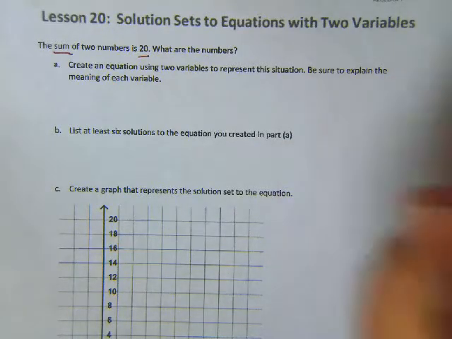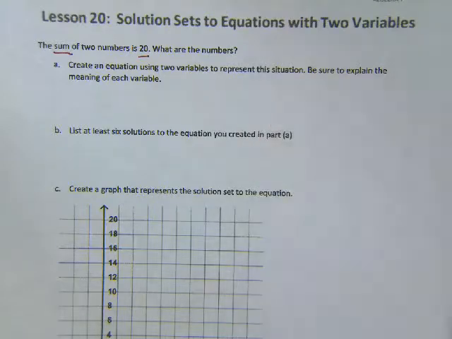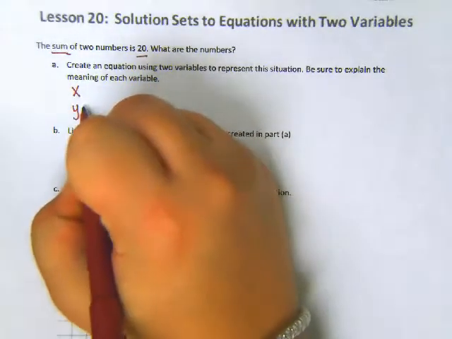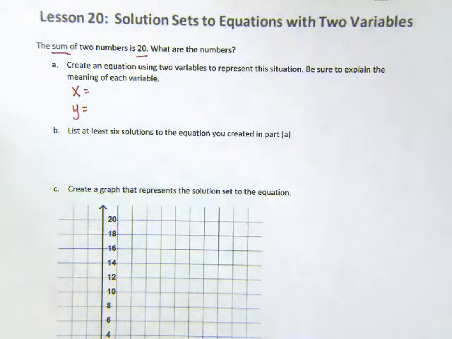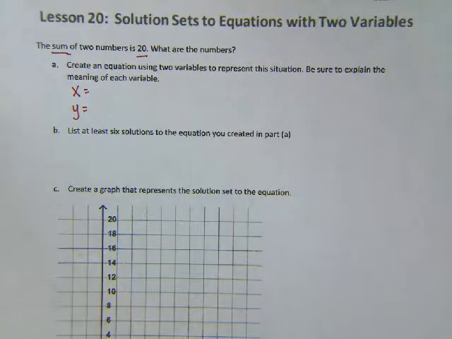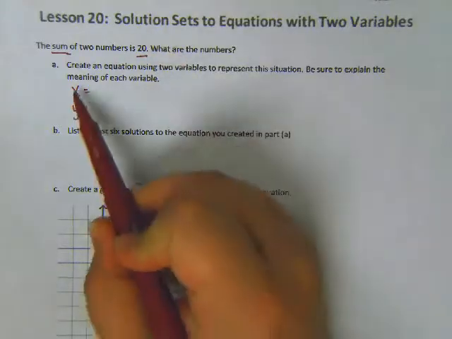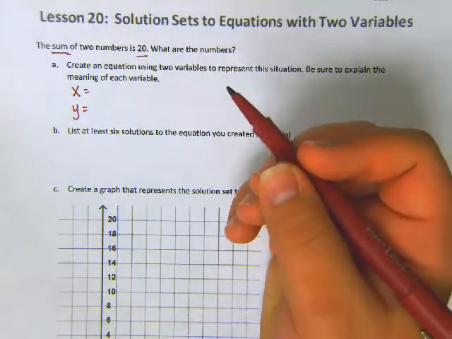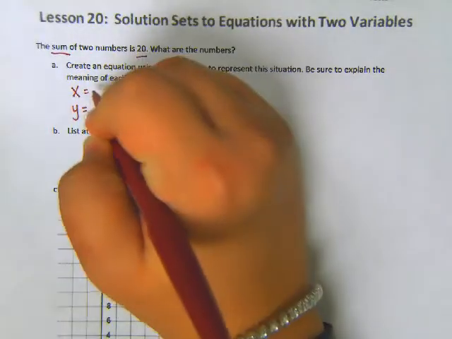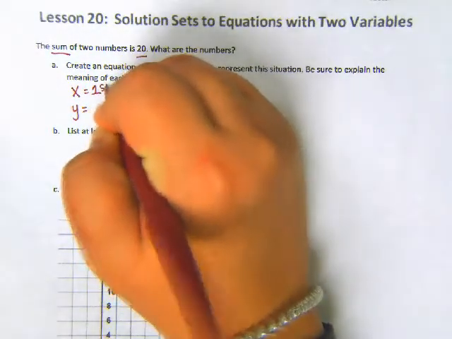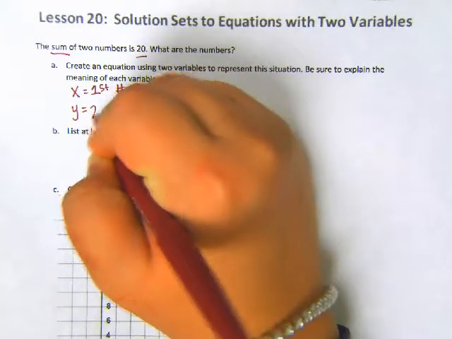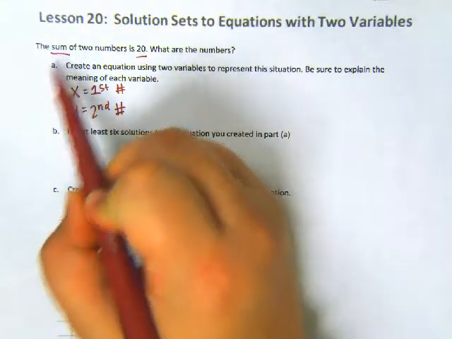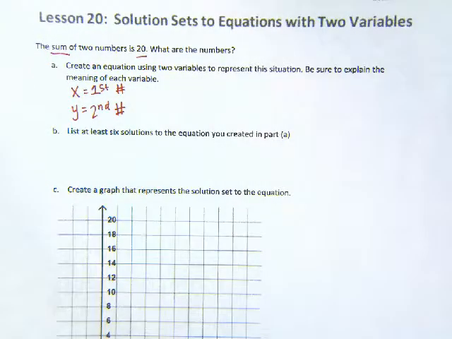So the first thing we need to do is create some variables. The two most common are x and y, so we'll use both of those, and we need to identify what each variable is going to represent in the equation. We know that we need two different numbers. We can say that x is going to represent the first number, and y is going to represent the second number. And since we're doing the sum of these two numbers, that means addition.